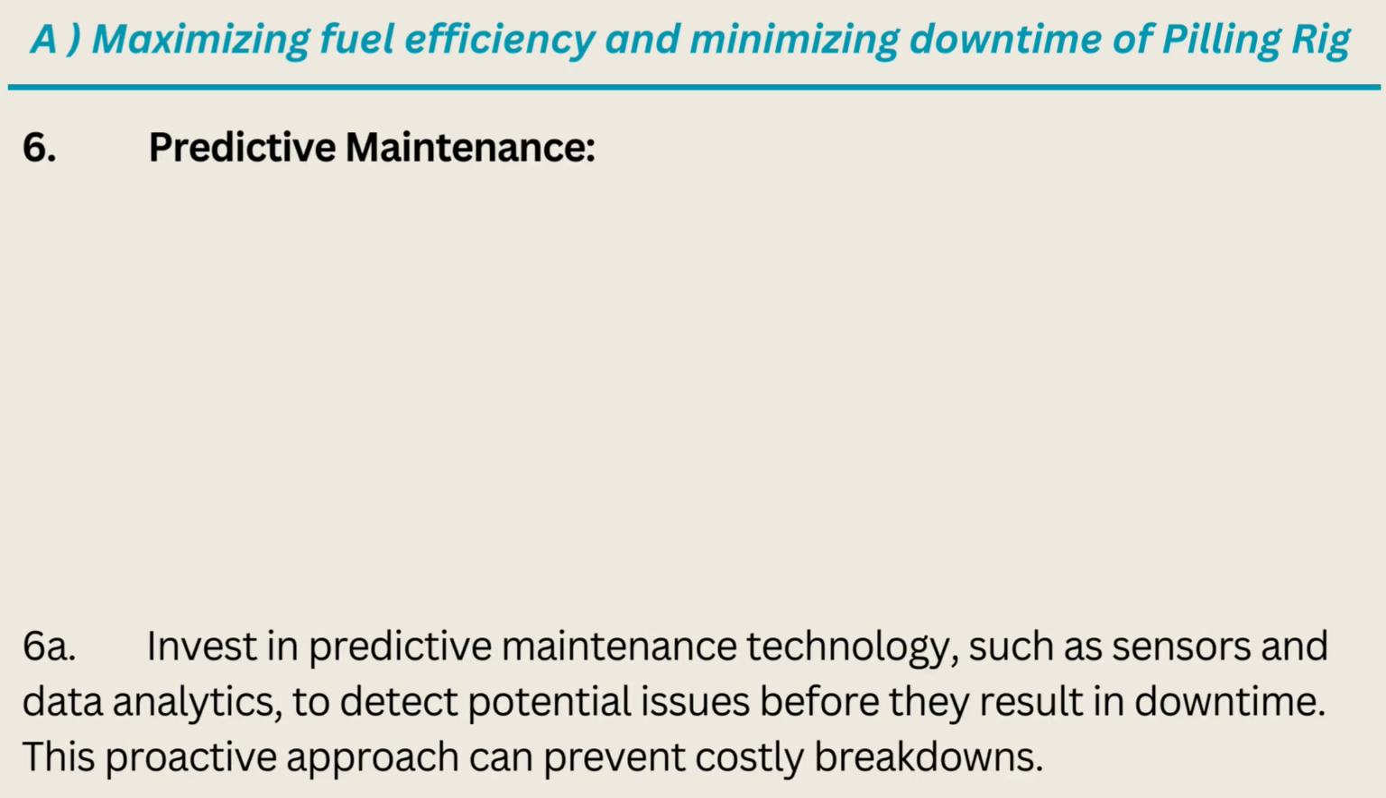6. Predictive maintenance. 6A. Invest in predictive maintenance technology, such as sensors and data analytics, to detect potential issues before they result in downtime. This proactive approach can prevent costly breakdowns.